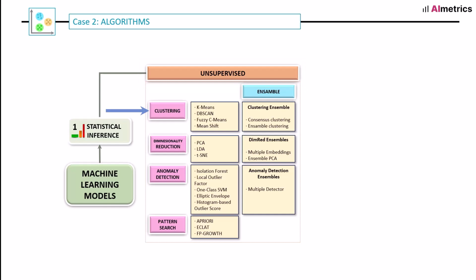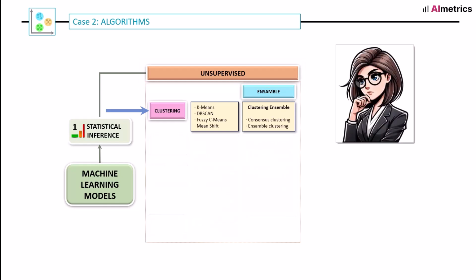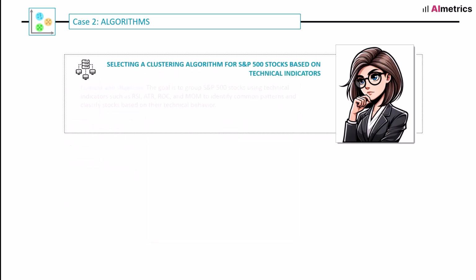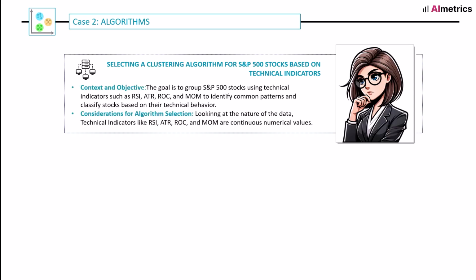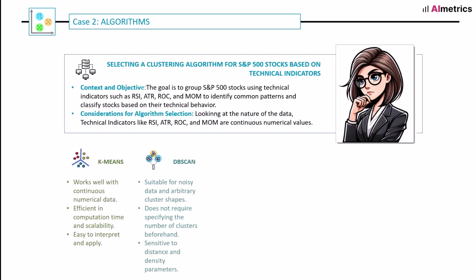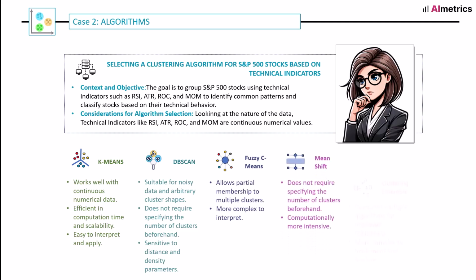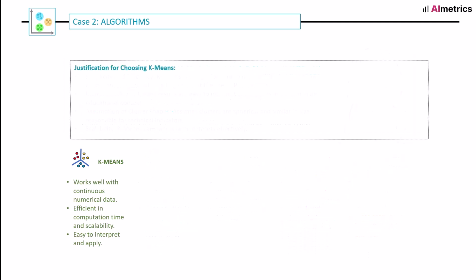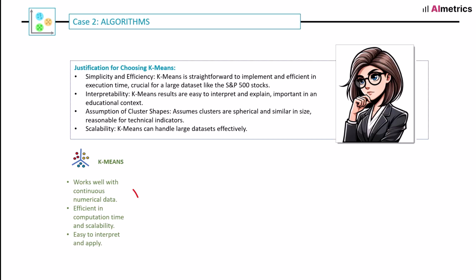In this case, Megan is responsible for building the model, and she faces the decision of which algorithm to use. She knows there are different algorithms for clustering, and each depends on the nature of the data and its distribution. After discarding DBSCAN and others, she thinks that k-means is the best choice. K-means works well with continuous numerical data, like technical indicators. It's efficient in computation time and scalability, and it's easy to interpret and apply.